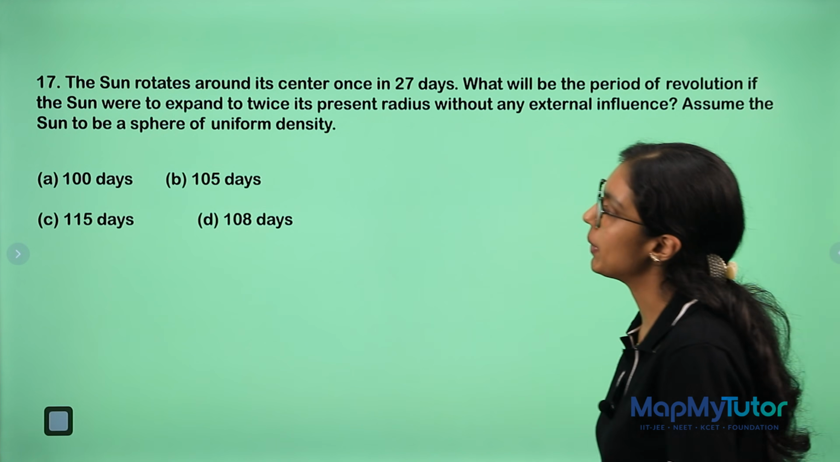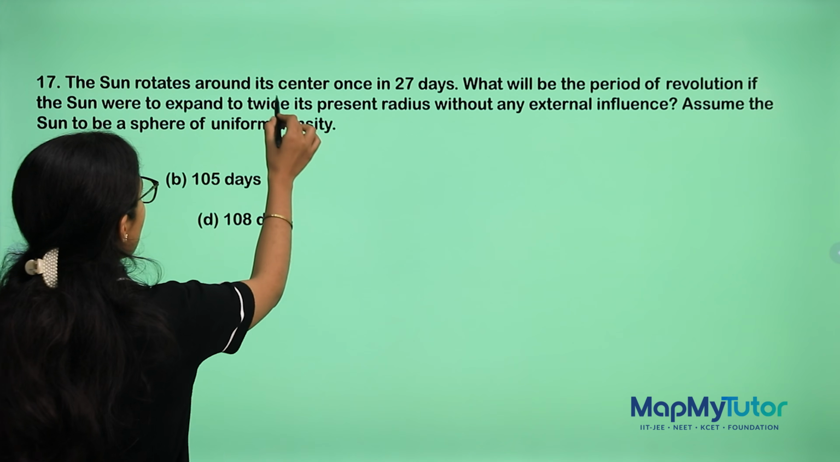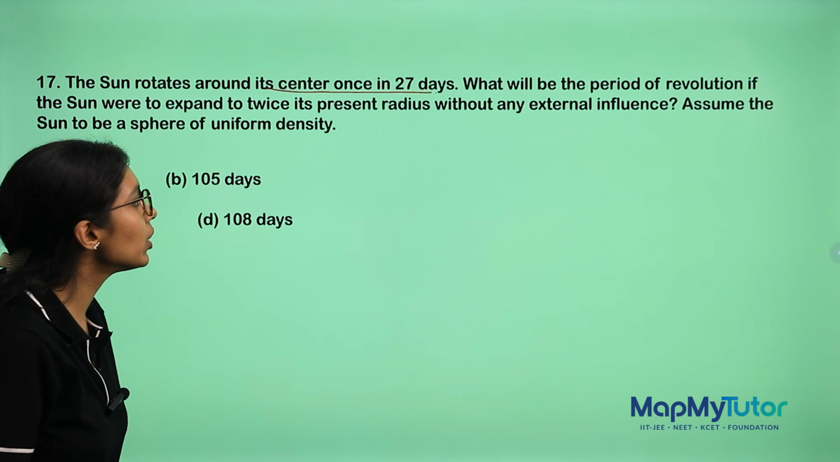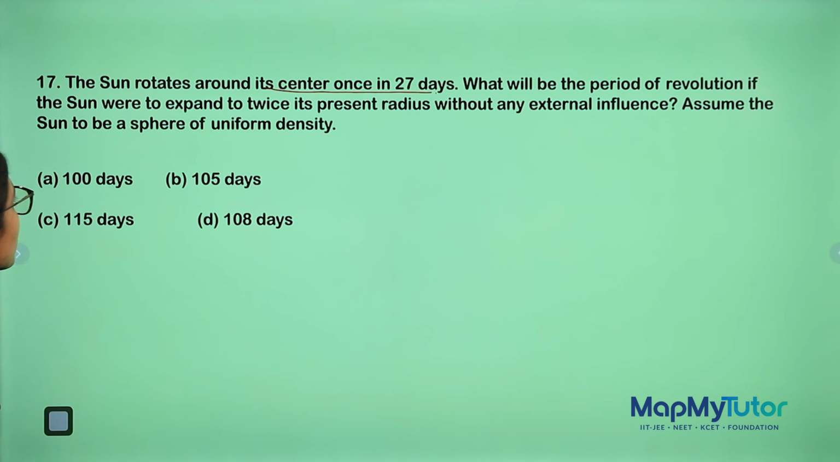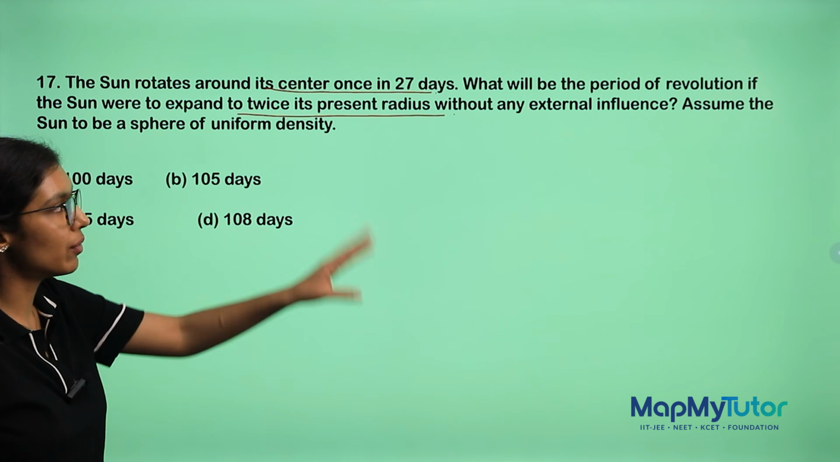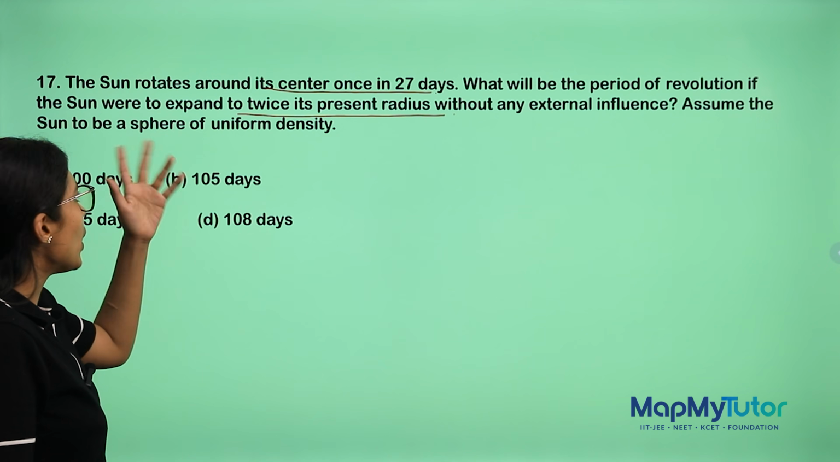Here is the 17th question: the sun rotates around its center once in 27 days. What will be the period of revolution if the sun were to expand to 2 times its radius without any external force? Assume uniform density.